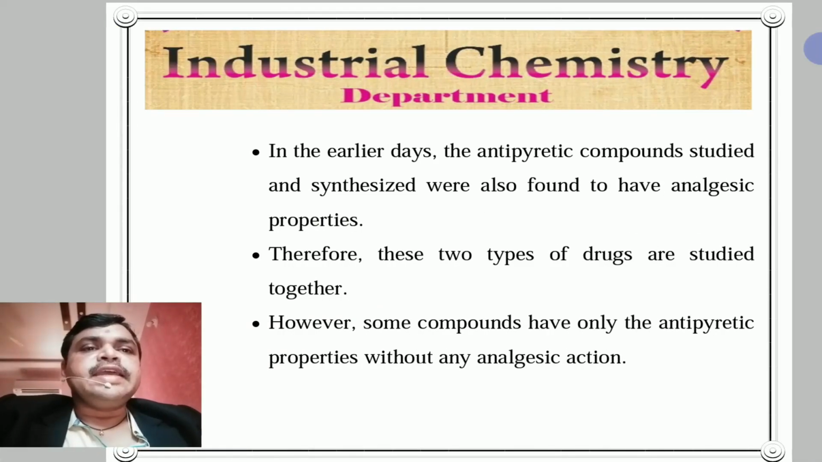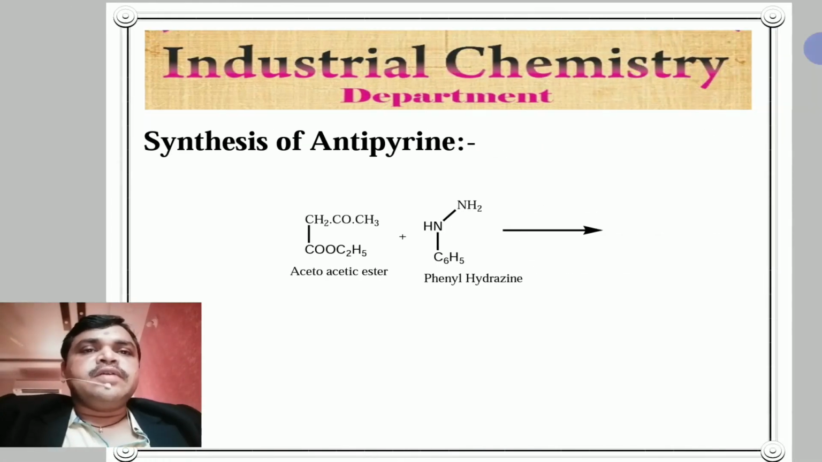In the earlier days, the antipyretic compounds studied and synthesized were also found to have analgesic properties. Therefore, these two types of drugs are studied together. However, some compounds have only antipyretic properties without any analgesic actions. Now we start the first synthesis: antipyrine.